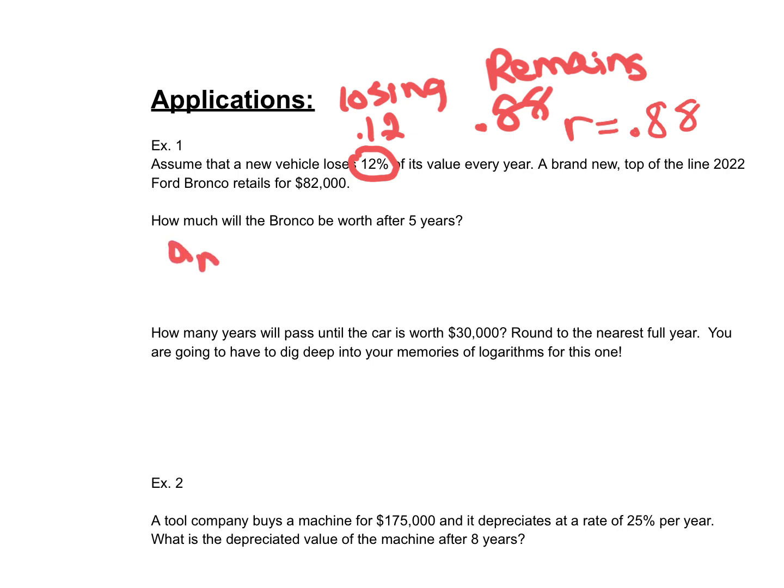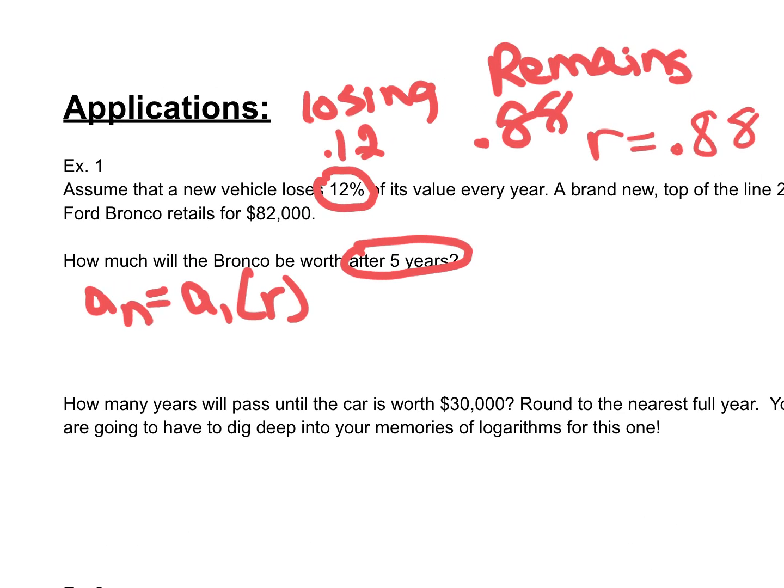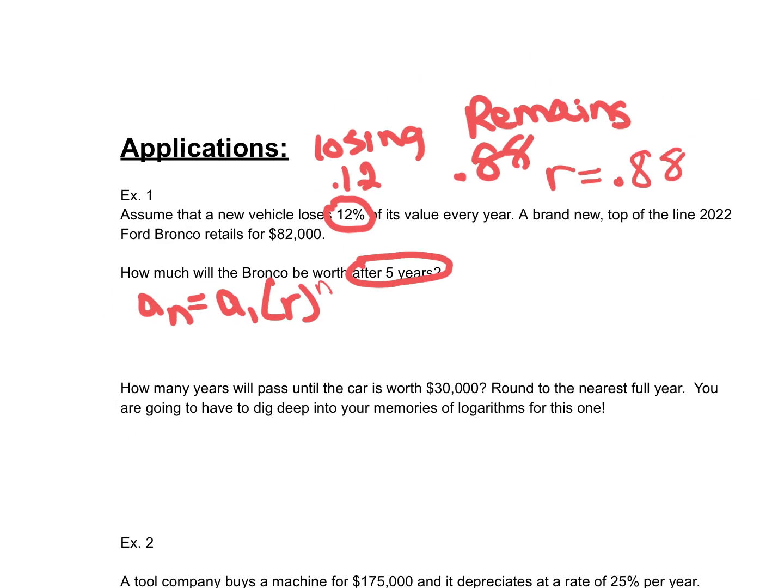Okay, so let's think about that for a minute here. So we're going to use our formula, a sub n equals a sub 1 times r to the n minus 1. And the other thing we need to look at is the way that the question is worded. Okay, it says how much will the Bronco be worth after 5 years? So that means it is the end of the 5th year. So that means we are not going to use n minus 1. We are just going to use n. Okay, if it was the beginning of the year, then we would use n minus 1. But since we're including that entire 5th year, then we are going to use n, not n minus 1.